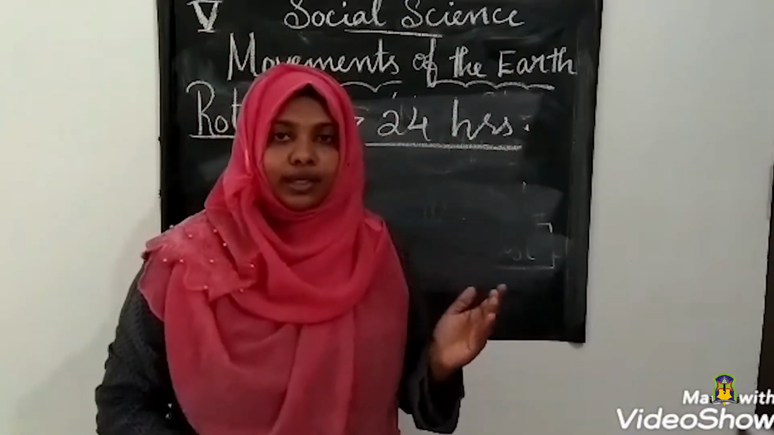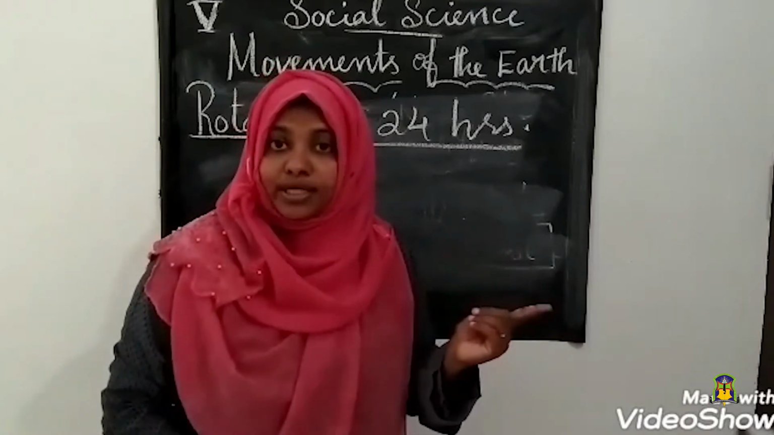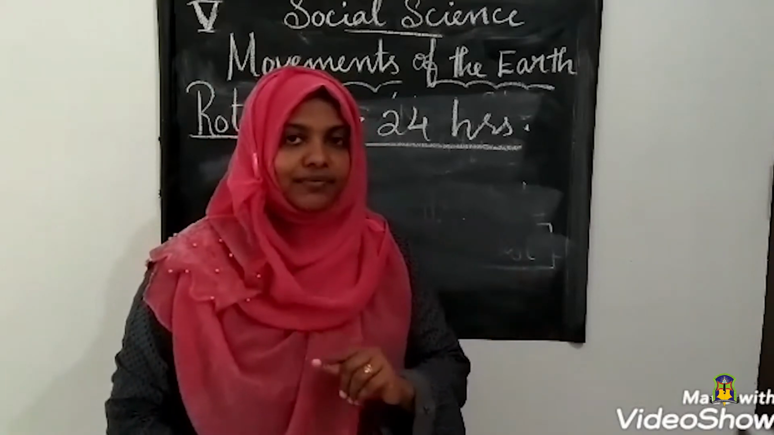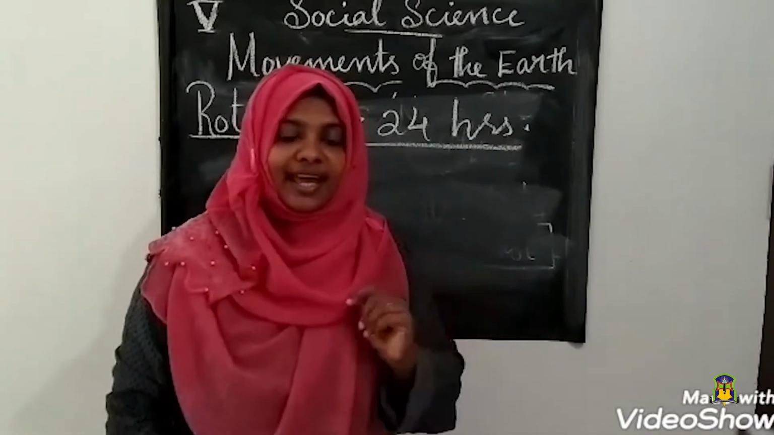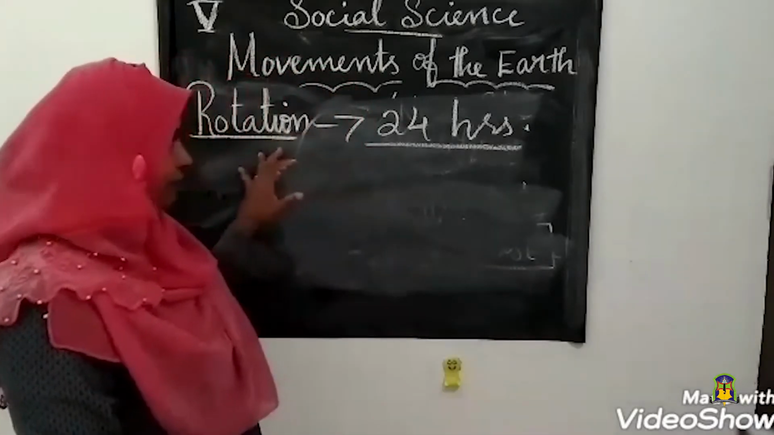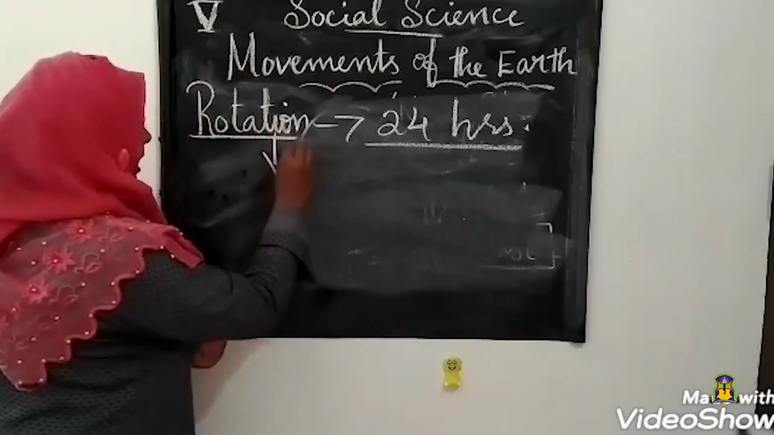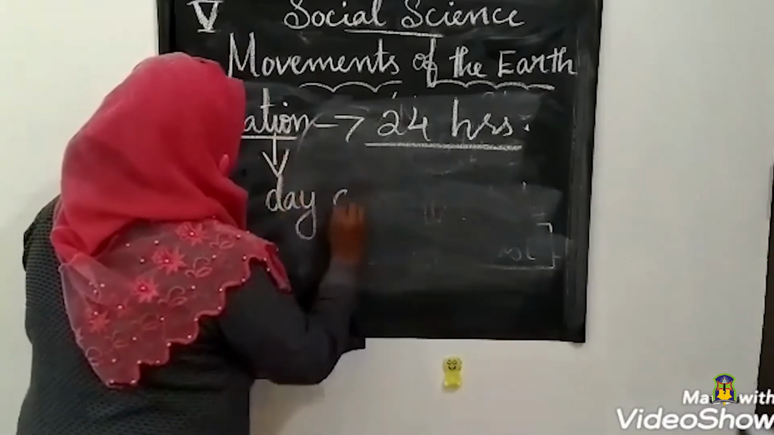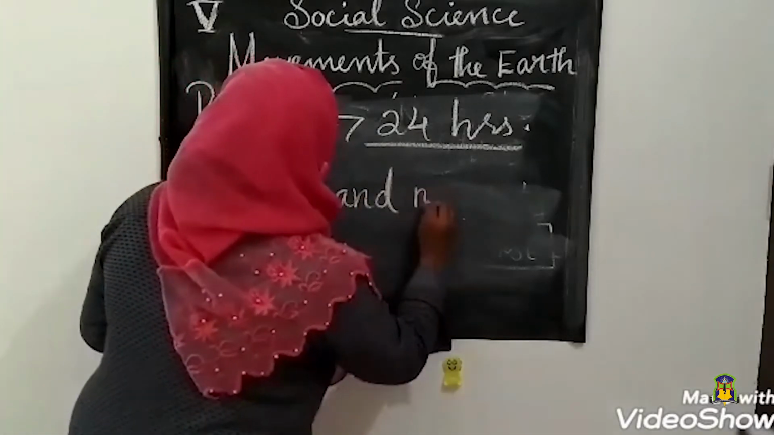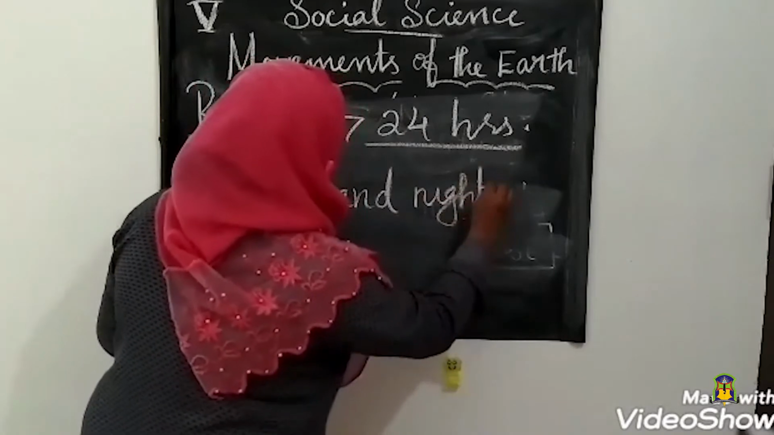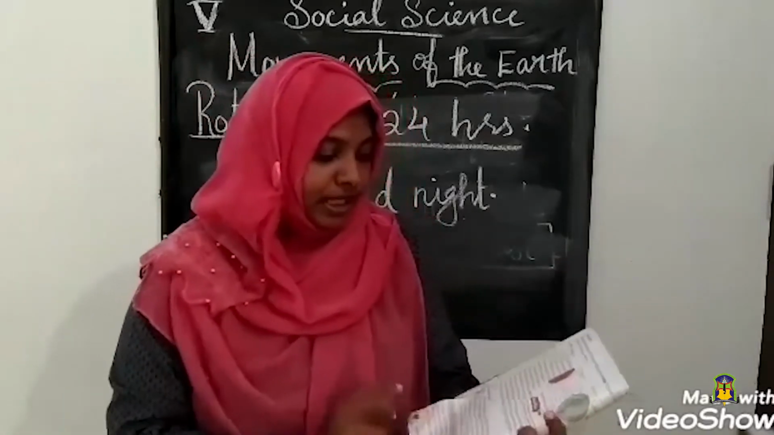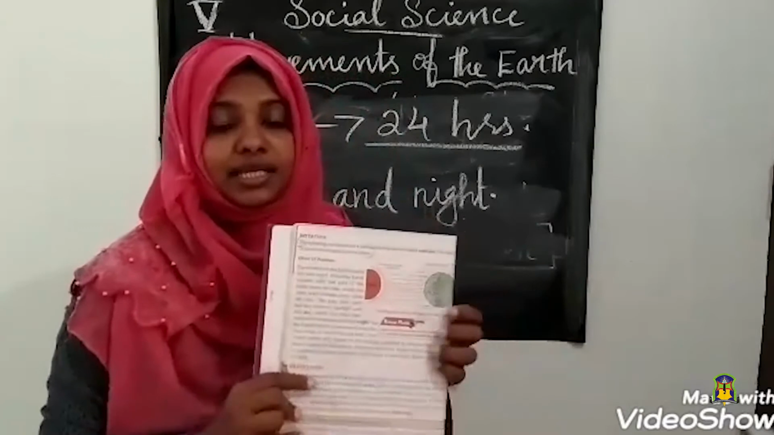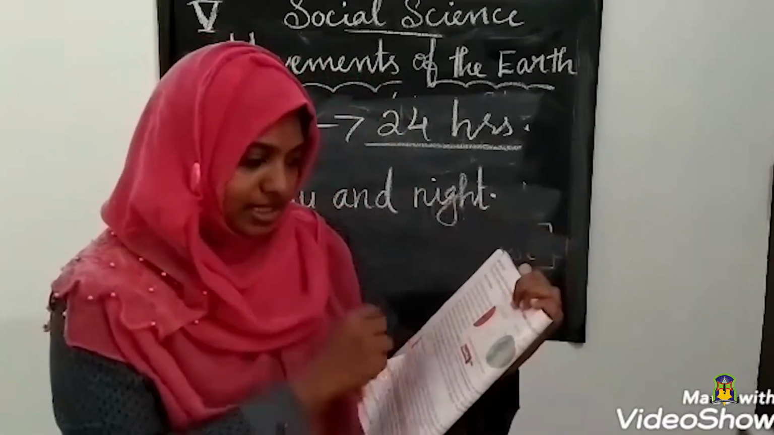The Earth rotates from west to east, and the rotation of the Earth causes day and night. Let's check your textbook page number 122. There you have the picture of day and night. We can discuss this picture.